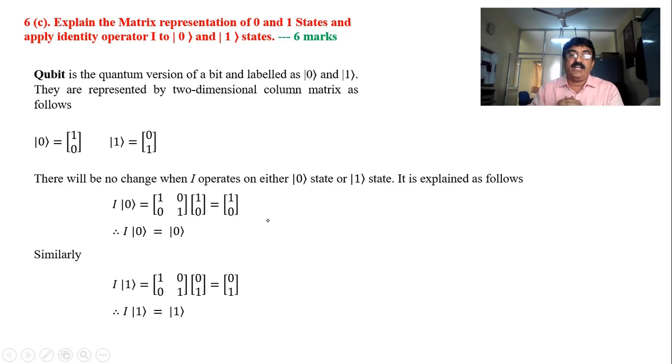1 into any number is that number only. So this is the importance of the identity matrix. And here I have I operating on ket 0, I operating on ket 1 only. So like this you can expect questions from quantum computation.